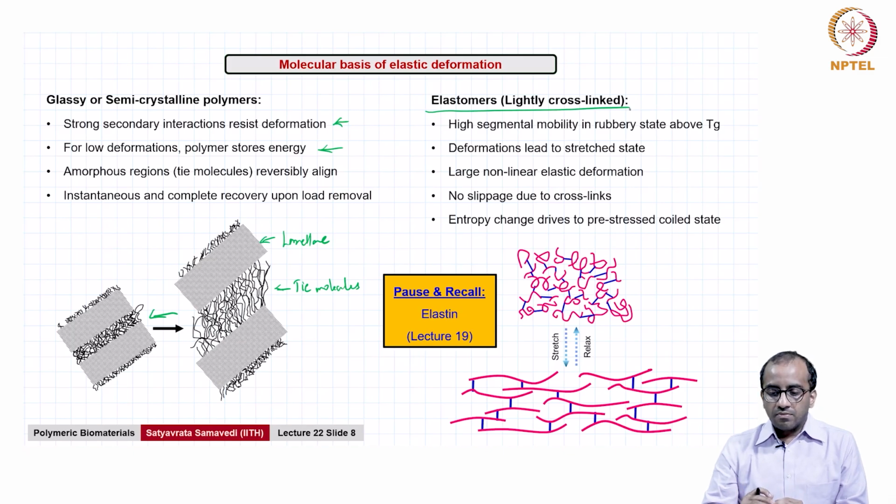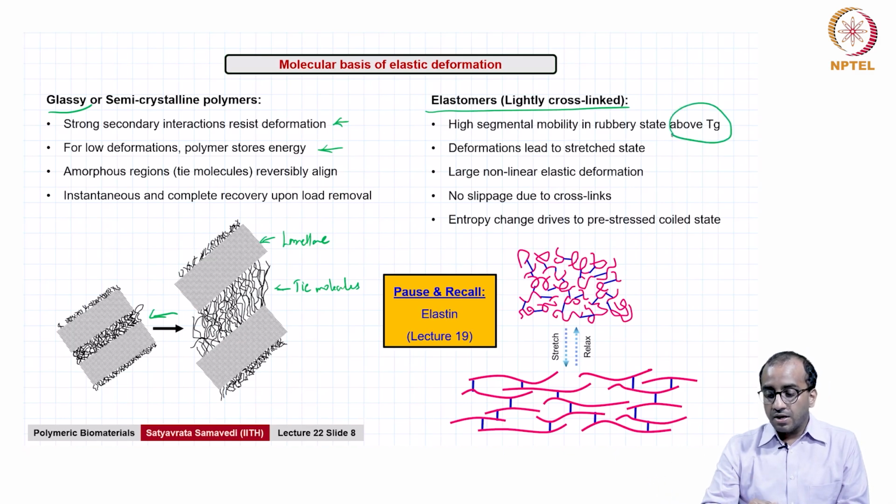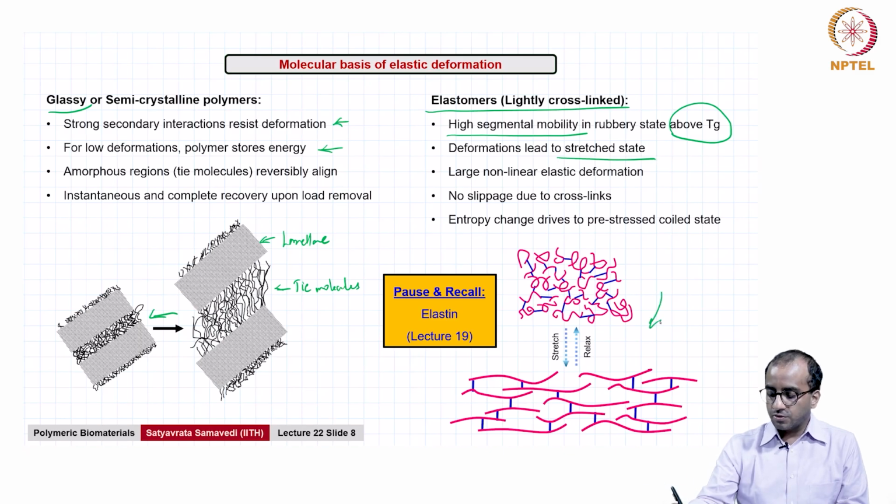Now, note that because they are elastomers, they are unlike the glassy amorphous polymers which are more brittle or ductile. These would be rubber-like, meaning that they are already above their Tg, which means they are going to have very high segmental mobility, and any deformations will lead to a stretched state like so. So, you go from an unstretched or relaxed state to a stretched state, and then you can fully recover it. So, the arrow goes both ways.